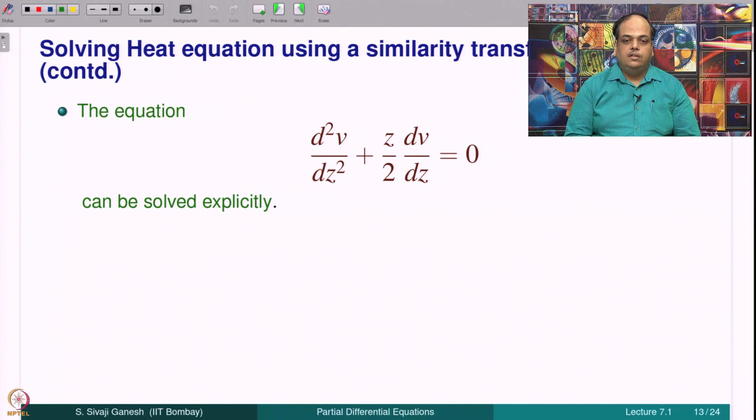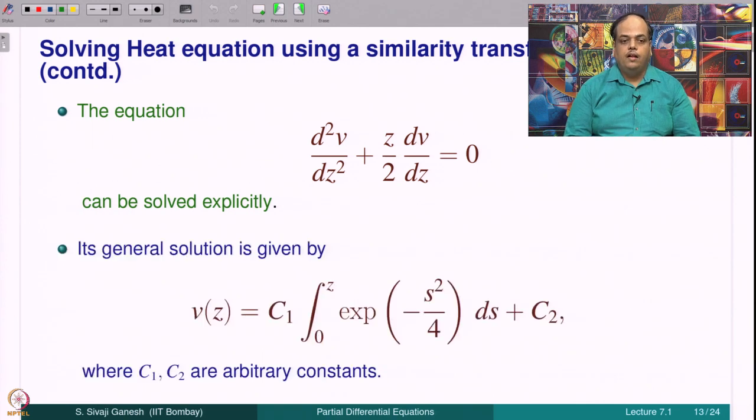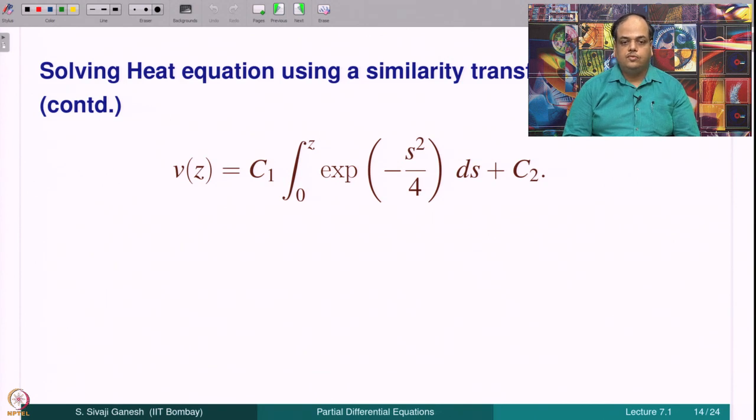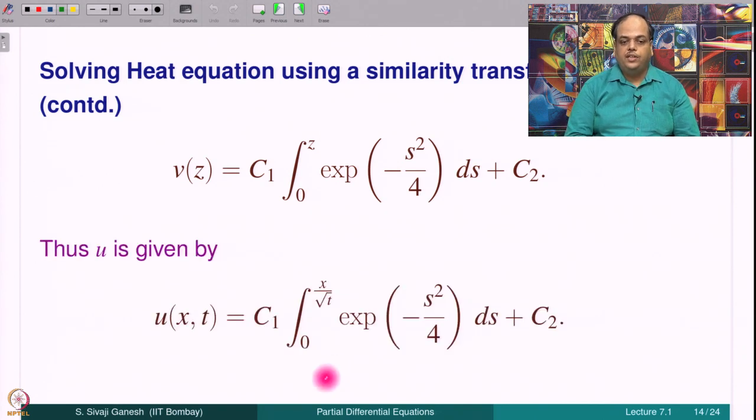The equation which we have obtained on the earlier slide can be solved explicitly. Its general solution is given by V of z equals C1 times the integral from 0 to z of exponential of minus s squared by 4 ds, plus C2, where C1 and C2 are arbitrary constants. Therefore, u of x, t is v of x by root t. So, put z equal to x by root t; z appears only here. So, this is an expression for u of x, t.